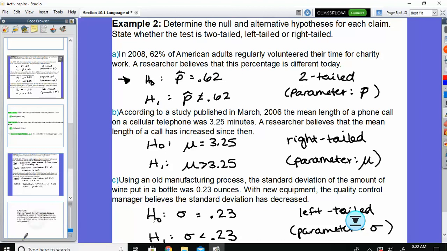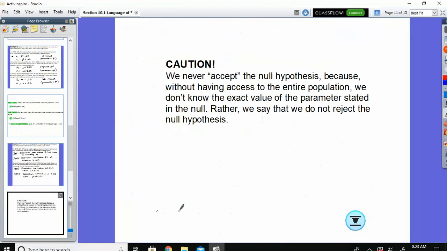So we're just getting into some of the terminology here so we are familiar with things. In our wording, we will never accept the null because we don't have the entire population, so I can't say for sure that it is accurate. All we can say is we do not reject. We fail to reject the null.